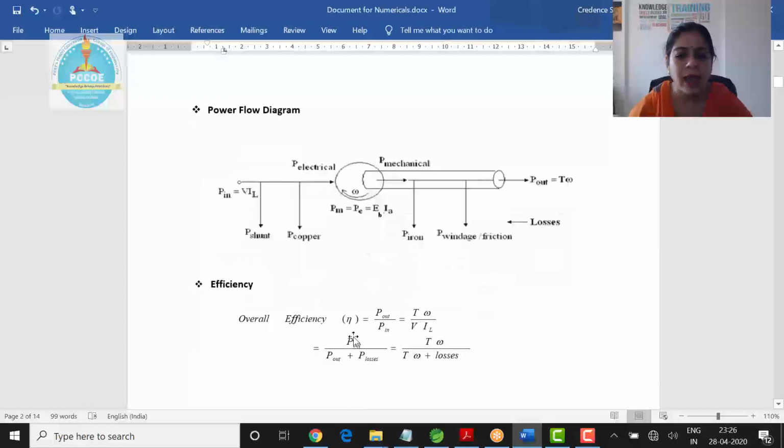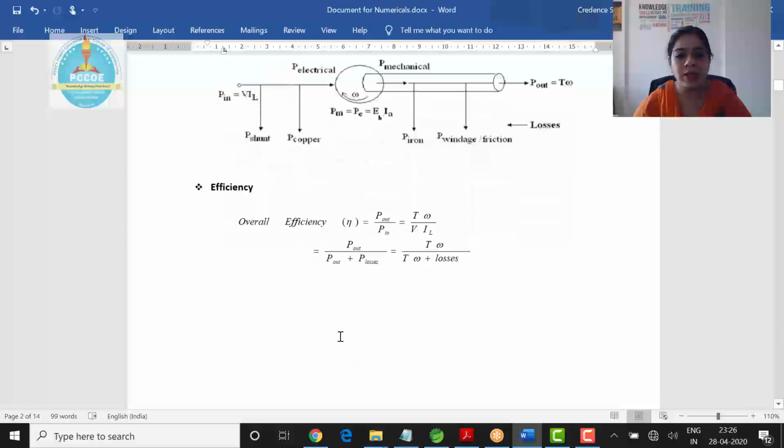So efficiency can be calculated as P out upon P in. What is P out? T into omega. What is P in? V into IL. So I can write P out upon P out plus losses, or T omega upon T omega plus losses. The same term can be calculated in different ways. For example, efficiency is equal to P out upon P in, or it can be P out upon P out plus losses. It all depends on what the given parameters in the numerical are. So according to the given data, we have to decide which formula to use for the numerical.